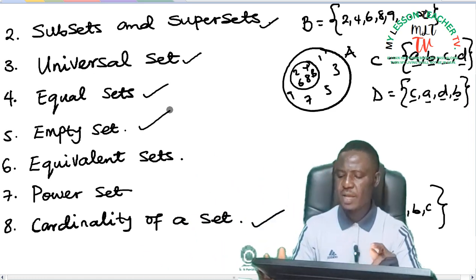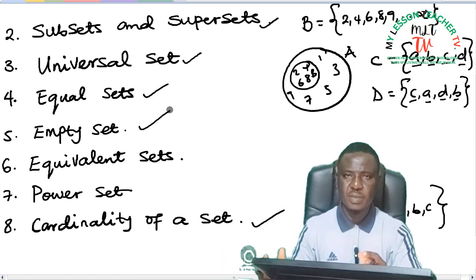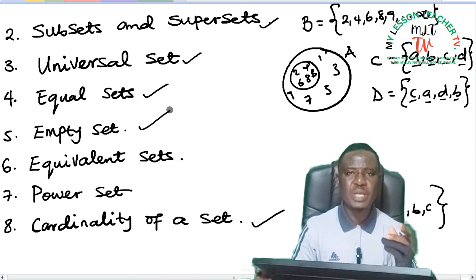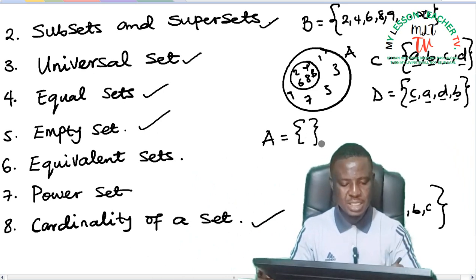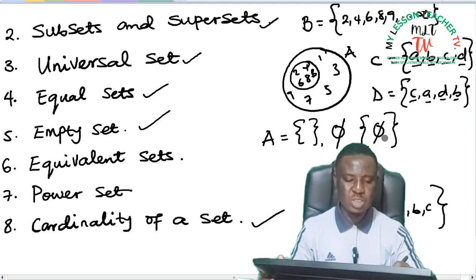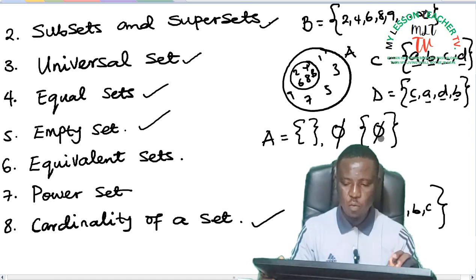5, we have the empty set. A set is said to be empty when it has no element, and an empty set can be represented like this, either as braces with no element in it, or like this. Please note, if you do this, this is not an empty set. Rather, this is said to be a set of 1, and we refer to this as a singleton.